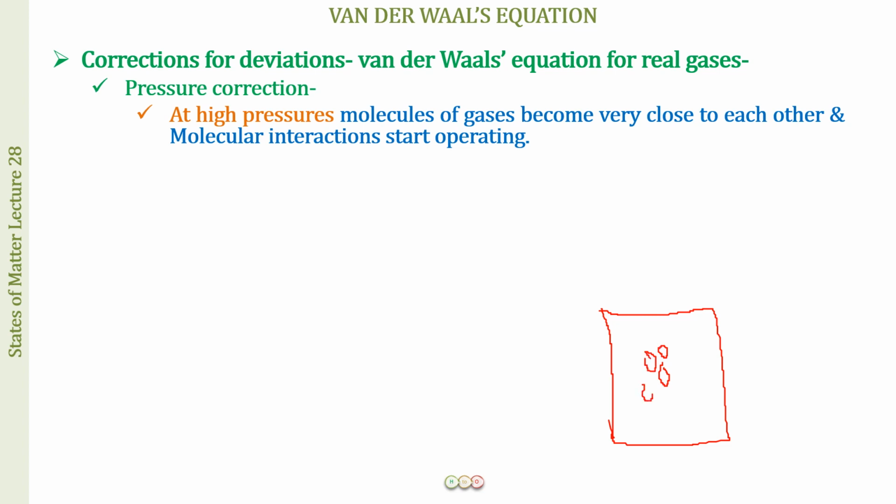Because the pressure is high and the molecules are close to one another, they are experiencing what? They are experiencing attractive forces. So this molecule is going to get attracted towards this molecule, towards this molecule, towards this as well as this, and as well as this. So it is being attracted by molecules all around it, and hence the net attractive force on this molecule is going to be zero.